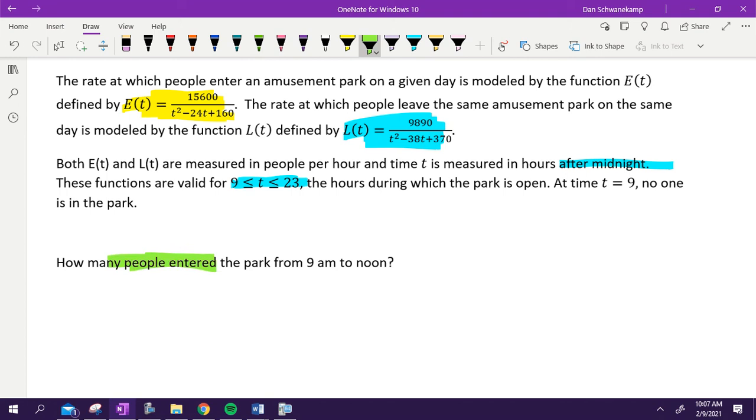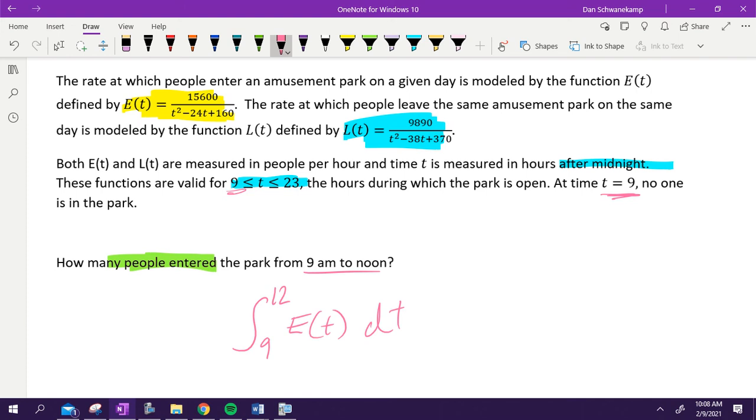How many people entered? Which equation am I going to work with then if I want to know how many people entered? Just E of t. I don't care how many people left. That's not what the question asked. It said how many people entered. So I'm integrating. Okay, I'm integrating E of t. I want to go from 9 to noon. So 9 a.m. is t equals 9. That's my starting time. So when is noon going to happen if 9 is 9 a.m.? 12. Boom, done. That will tell me how many people entered the park.